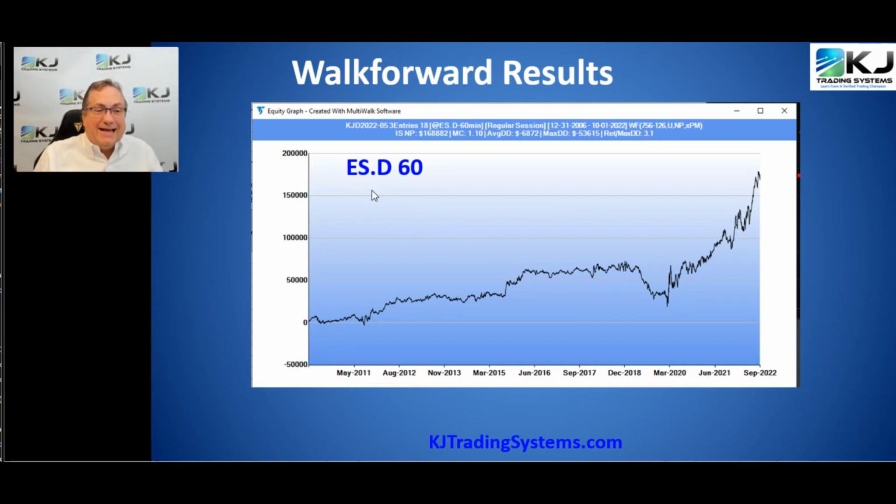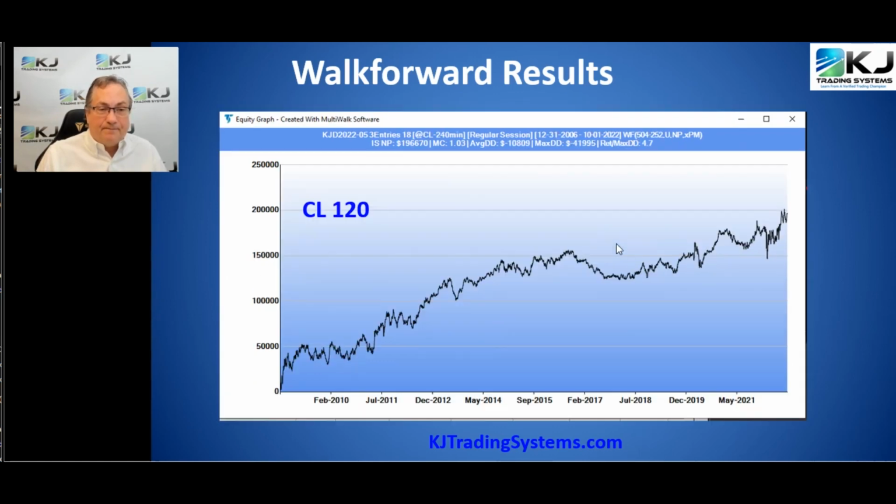This is the daily session of the ES. So it's ES.D. So it's only active during stock market hours as opposed to the ES, which would be a 23-hour market. So with 60-minute bars, you can see I kind of did okay. Had a big drawdown around 2020. This is probably like right around COVID time, the start of it, and then it kind of took off.